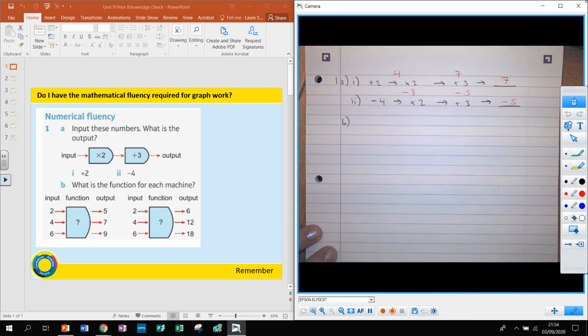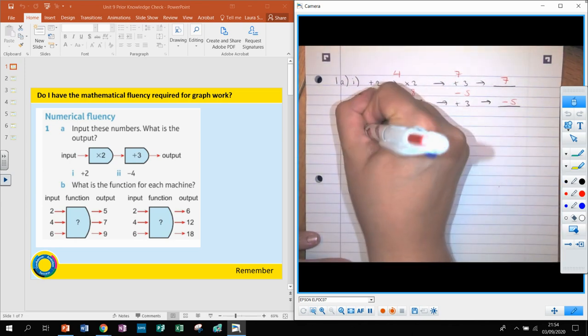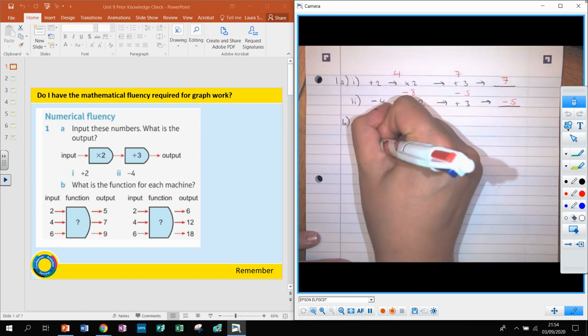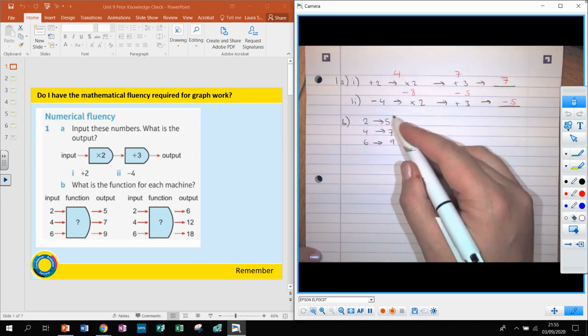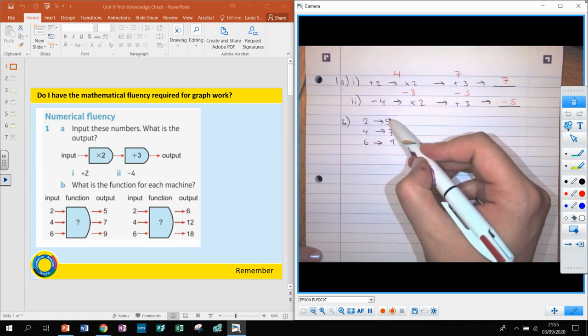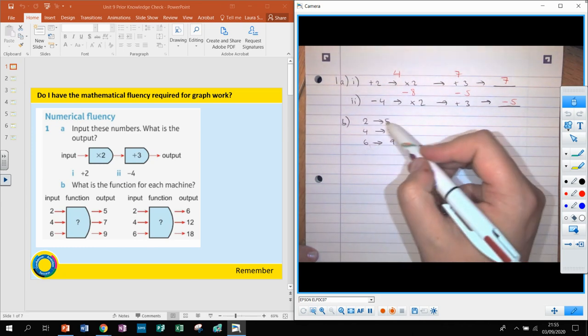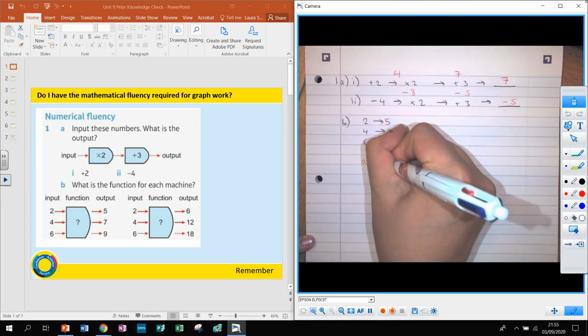Part B is asking us for the actual function that is in each machine. Okay, so for the first bit, we're going from 2 to 5, 4 to 7, and then 6 to 9. Okay, we have to look at what's the same about each input becoming the output. What are we actually doing? What's the operation? Well, 2 plus 3 is 5, 4 plus 3 is 7, and 6 plus 3 is 9. Okay, so that's fairly straightforward that for this one, we are adding 3.